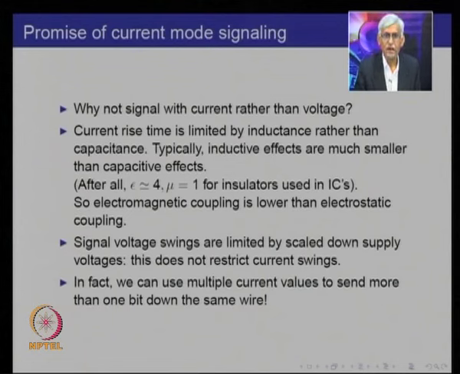Signal voltage swings are limited by scaled down supply voltages. Remember, we got higher performance by scaling down voltages, and therefore the voltage swings are limited. On the other hand, the current swings are not limited. We can still drive a transistor much harder and take much larger current from it. So, we are not limited in the headroom for signal to noise ratio if we signal using current rather than voltage. Indeed, so much so that we can use multiple current values to send more than one bit down the same wire. That means the amount of current could be 0 units, 1 unit, 2 units or 3, and that would represent 2 bits of information being carried down the same wire. So, the current mode signaling appears very promising indeed.